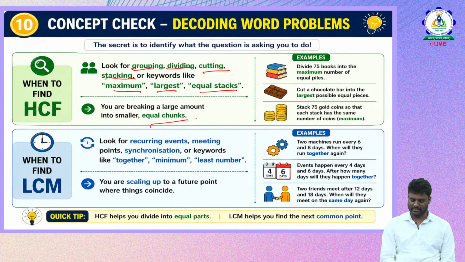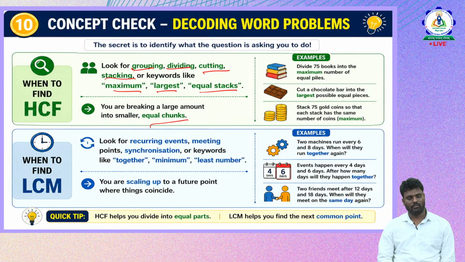Now, for example, divide 75 books into the maximum number of equal parts. The second example: cut a chocolate bar into the largest possible equal pieces. Stock 75 gold coins so that each stock has the same maximum number of coins. So when you see these kinds of words in a word problem, we need to immediately remember that we need to apply the HCF, the highest common factor, of the given numbers.